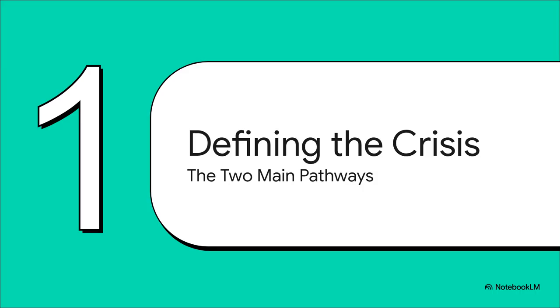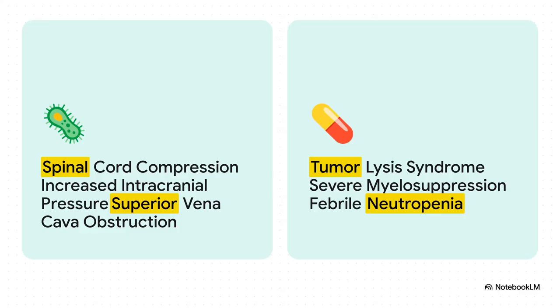All right, section 1, let's define the crisis. And really, it all boils down to two main pathways. Think of this as your mental cheat sheet. It's so important. On one side, you've got problems caused by the tumor just being there. It's physical bulk, like spinal cord compression. It's a mechanical issue, right? A tumor is literally squishing something critical.